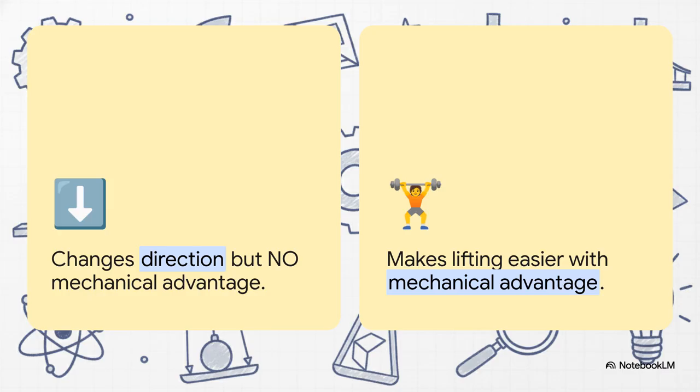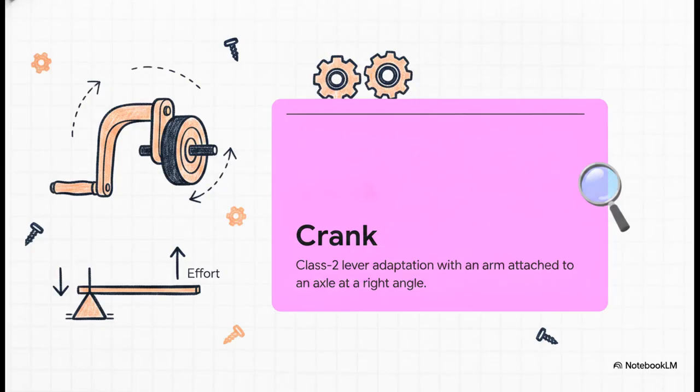However, question 14 asks about a pulley system, which is two or more pulleys working together. This system actually multiplies our strength, making lifting easier, which means, yes, it definitely gives us mechanical advantage. Next up in the wild for question 15, we spot the crank.